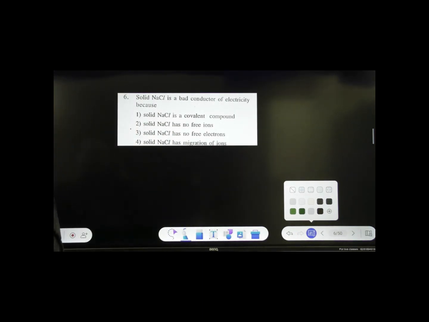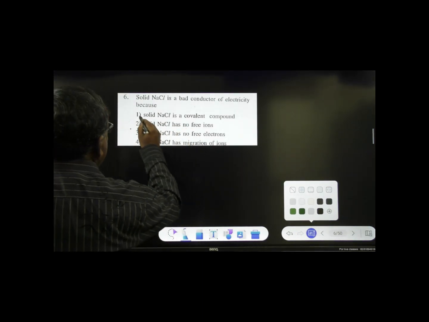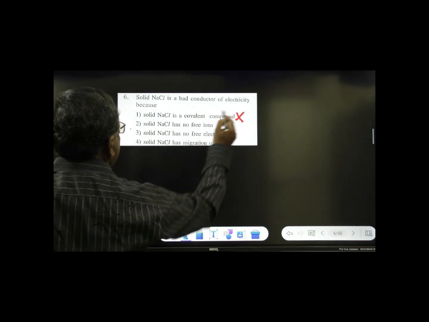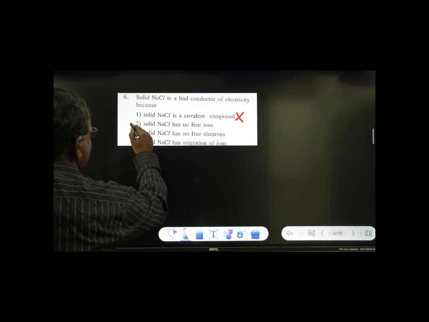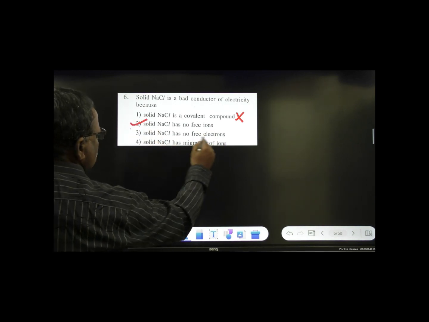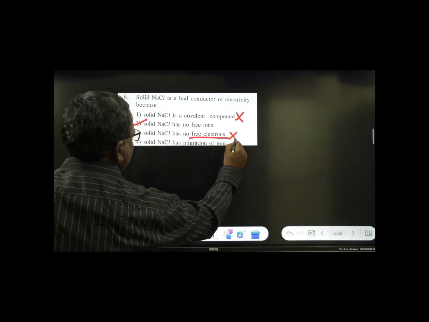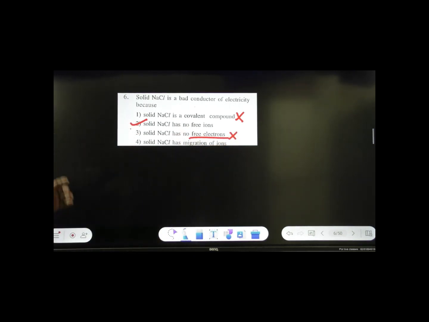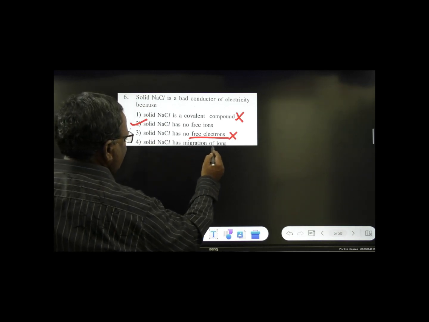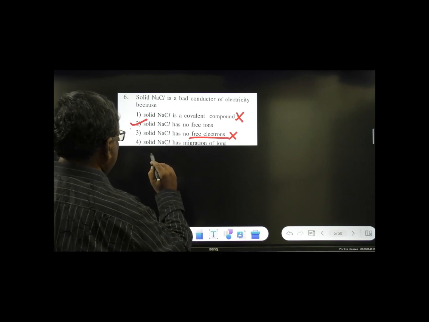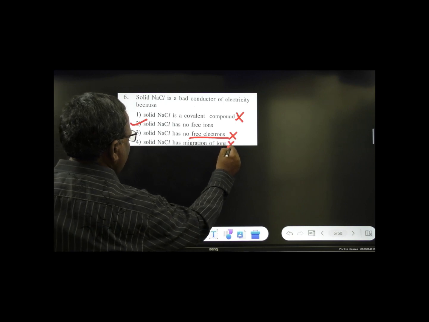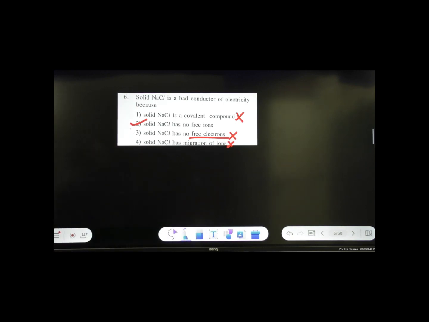Now let us see the options. Solid NaCl is a covalent compound. This is wrong because it is an ionic compound. But solid NaCl has no free ions. Yes, this is correct. Solid NaCl has no free electrons. This is also wrong because free electrons are available only in metals. Solid NaCl has migration of ions. No, this is wrong. Migration of ions will take place only when it is in a fused state or in aqueous solution.